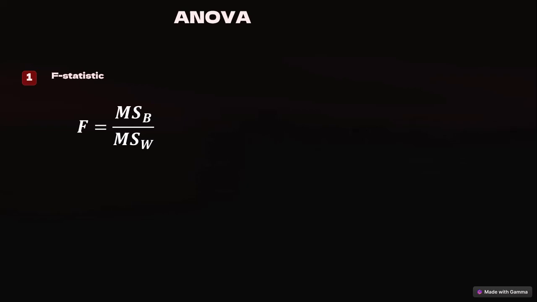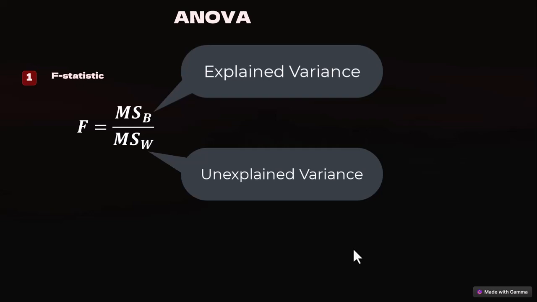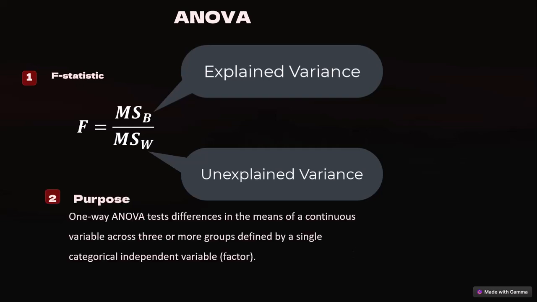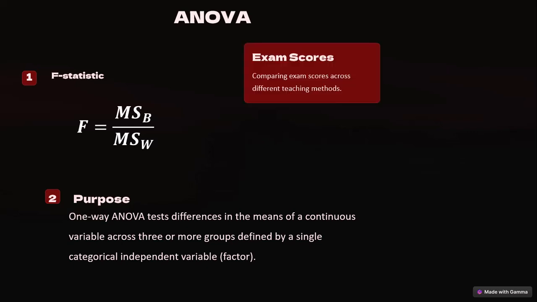So ANOVA, according to R.A. Fisher, is the ratio of the explained variance between the groups and the unexplained variance within the groups. The purpose of ANOVA is to test differences in the means of a continuous variable, especially across 3 or more groups defined by a single categorical independent variable. You can use ANOVA to test for significant difference between exam scores, because exam scores are continuous data, especially if there are more than 2 groups.